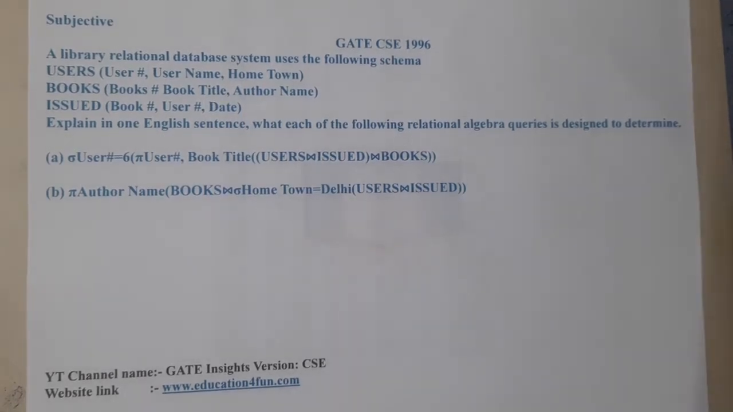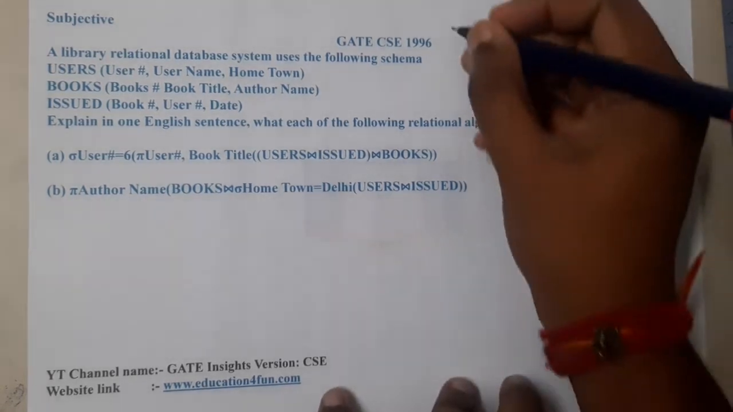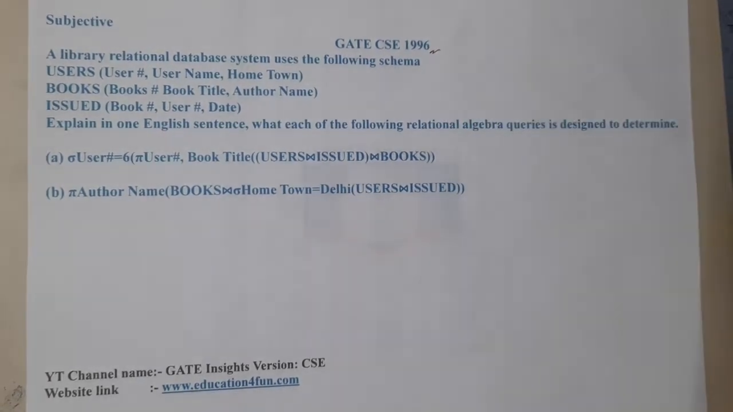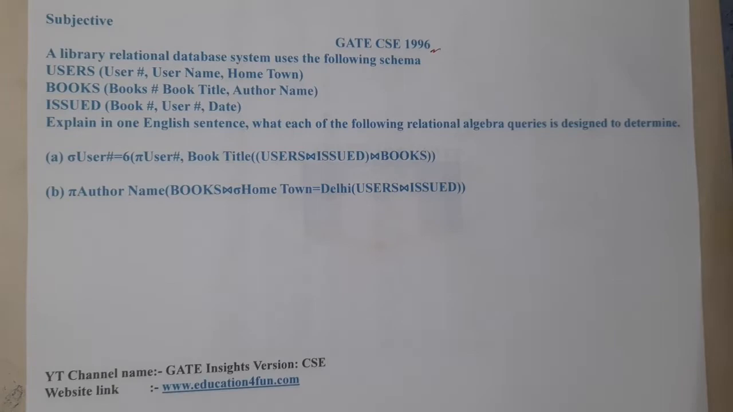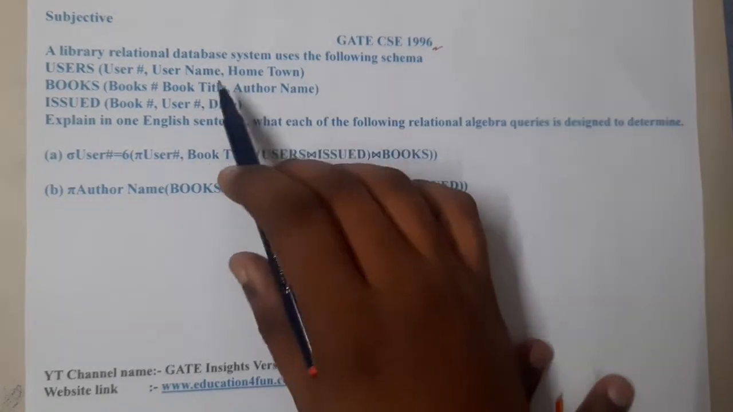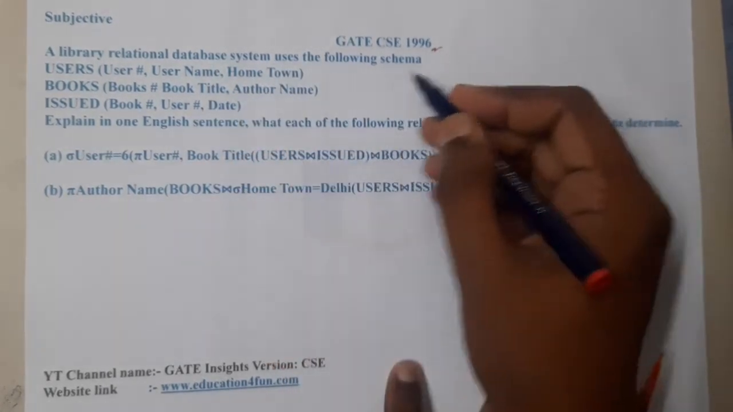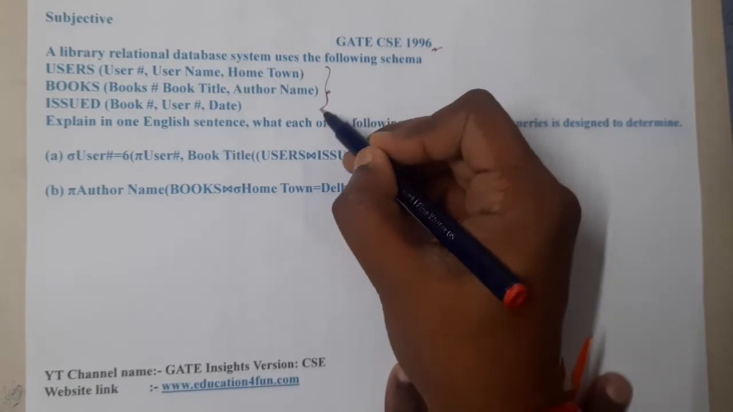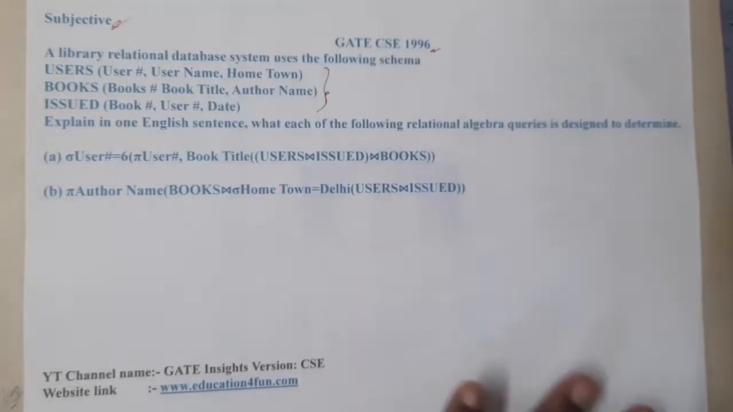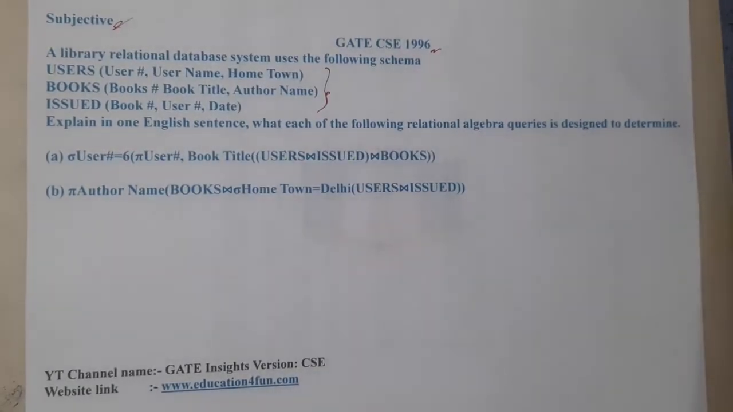In this lecture, let us go through the next question. This question belongs to GATE CSE 1996. The given question is: a library relational database system uses the following schema. There are a total of 3 tables. This is a very long question, so it's a subjective question.